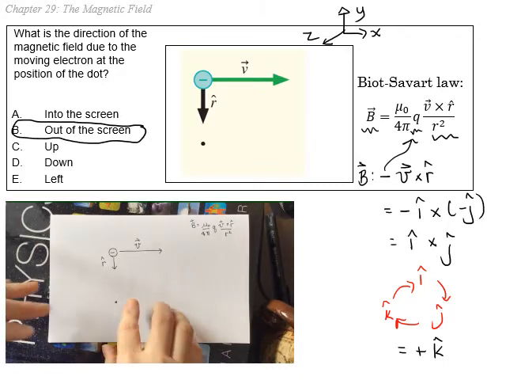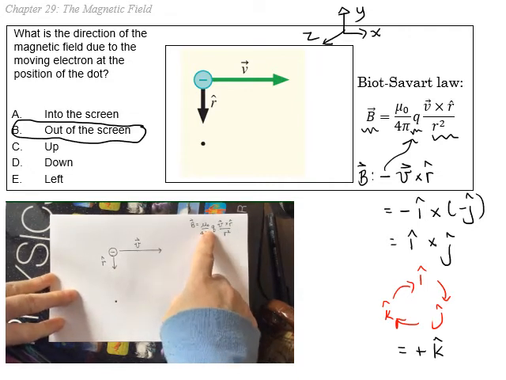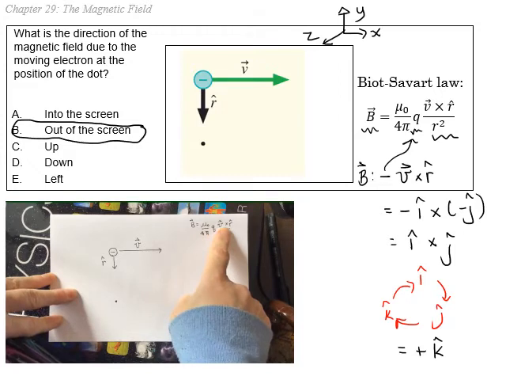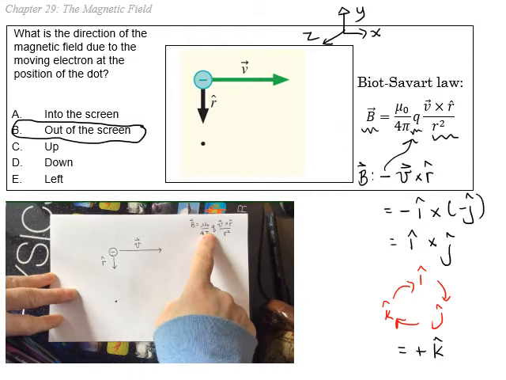To find the direction of the magnetic field using the right-hand rule here, we know that the direction of the field is going to be v cross r hat. That's for a positive charge. For a negative charge, it's opposite that direction. We have to flip our result or rotate it by 180.